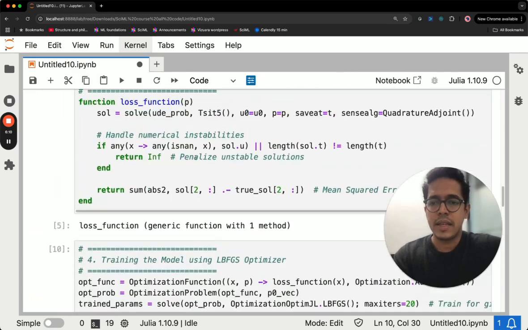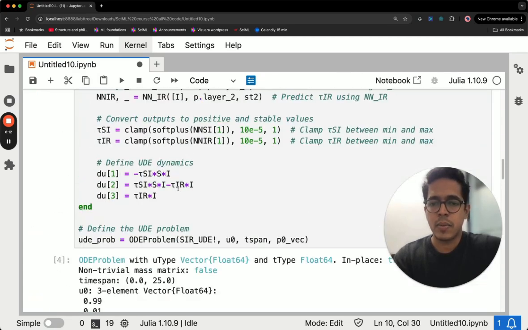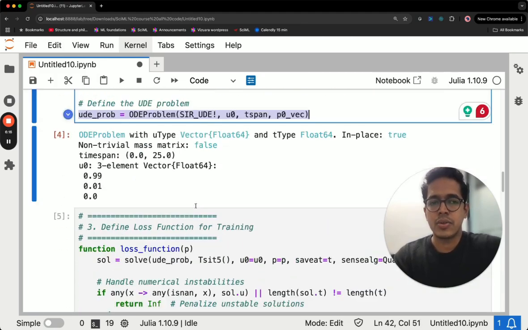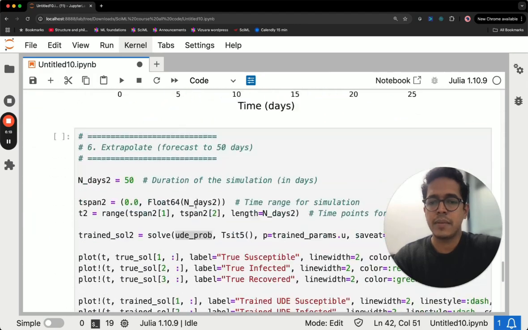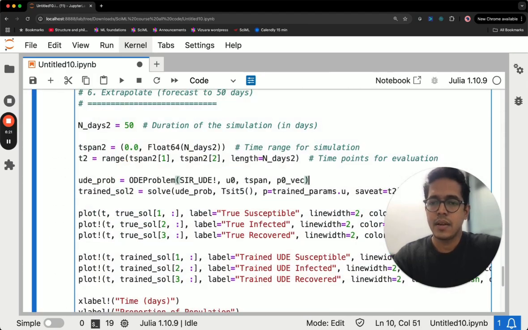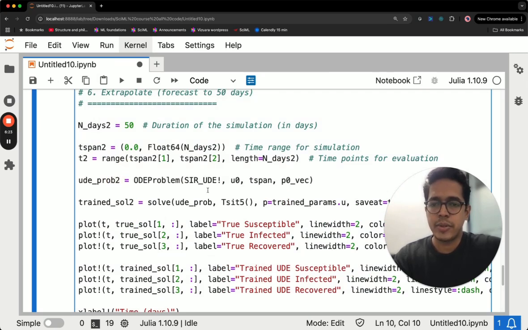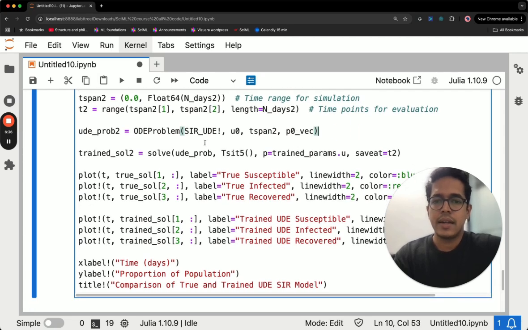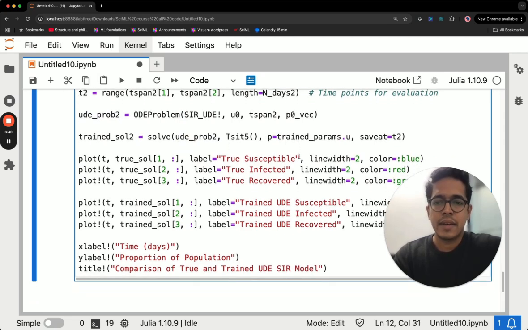And UDE problem, let's see if I need to change the UDE problem. So I need to change this also. So this I will call UDE problem 2, and I'm calling the SIR UDE. The initial condition remains the same. T span will be T span 2. P0 vector can remain whatever it is. Then here I'll pass UDE problem 2 and save it, that is fine.